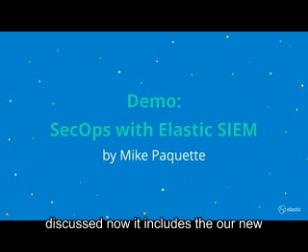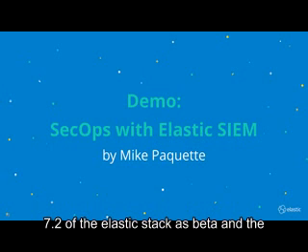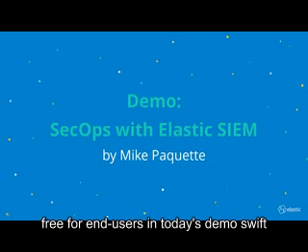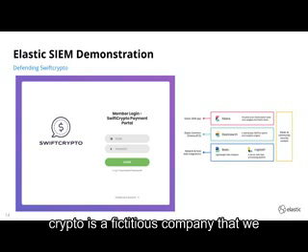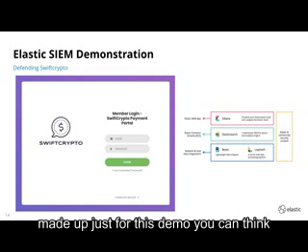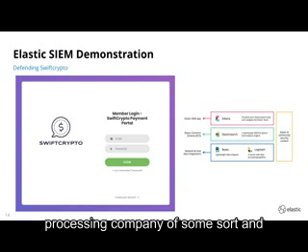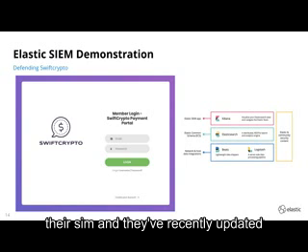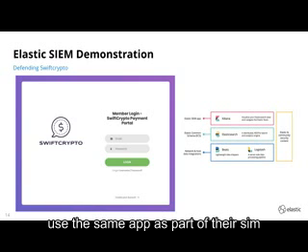And as we've discussed, now it includes our new SIEM app, which was released in version 7.2 of the Elastic Stack as beta. And the SIEM app is available under the Elastic Basic license level, which means it's free for end users. In today's demo, Swift Crypto is a fictitious company that we made up just for this demo. You can think of them as a financial transaction processing company of some sort. And Swift Crypto uses the Elastic Stack as their SIEM, and they've recently updated to version 7.2, where they can now use the SIEM app as part of their SIEM solution.